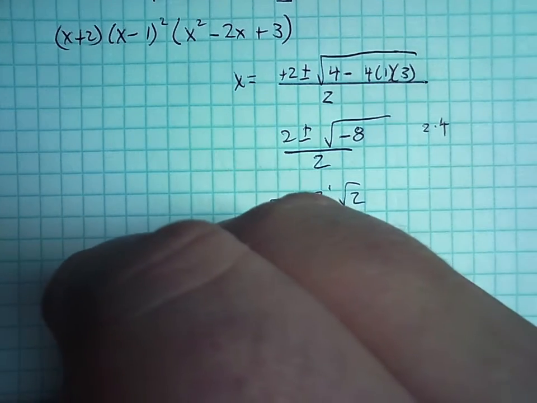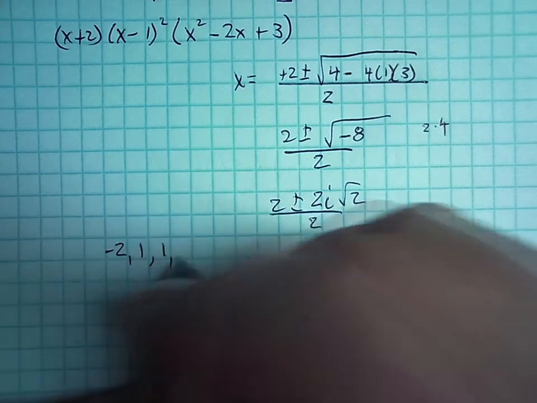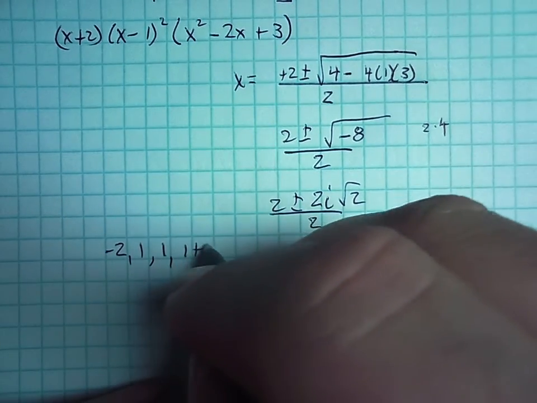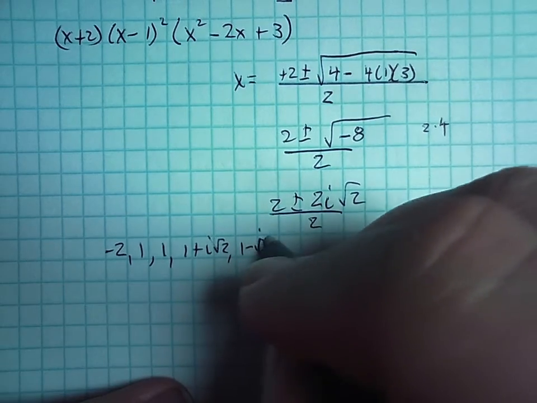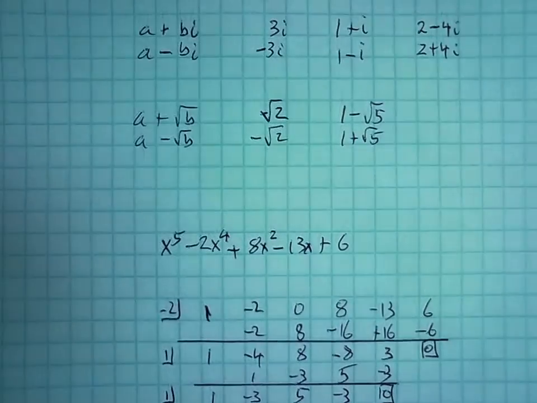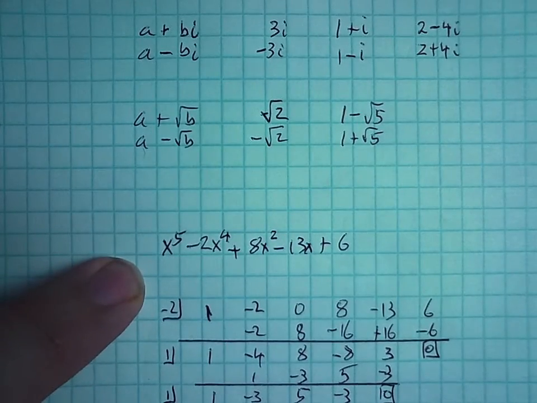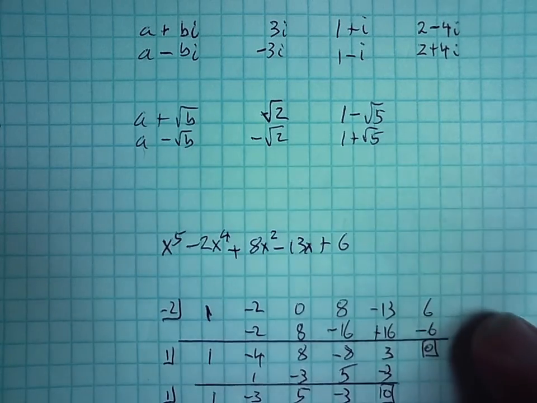My solutions are -2, +1 twice, 1 plus i square root of 2, and 1 minus i square root of 2, which, 1, 2, 3, 4, 5, is 5 zeros as predicted. So I used the shape of the graph to predict the multiplicity of one of my zeros, which was helpful because I knew exactly what to divide by.